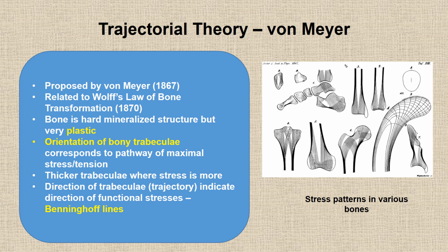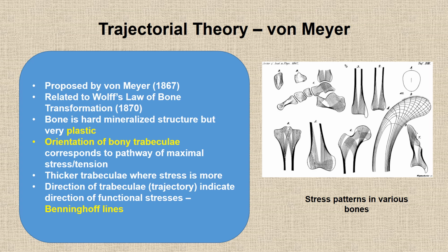Trajectorial theory was proposed by von Meyer. Bone is a very hard mineralized structure, but at the same time bone is very plastic and can undergo remodeling. Now the bone consists of bony trabeculae, and the orientation of these bony trabeculae corresponds to the pathway of maximal stress and tension.